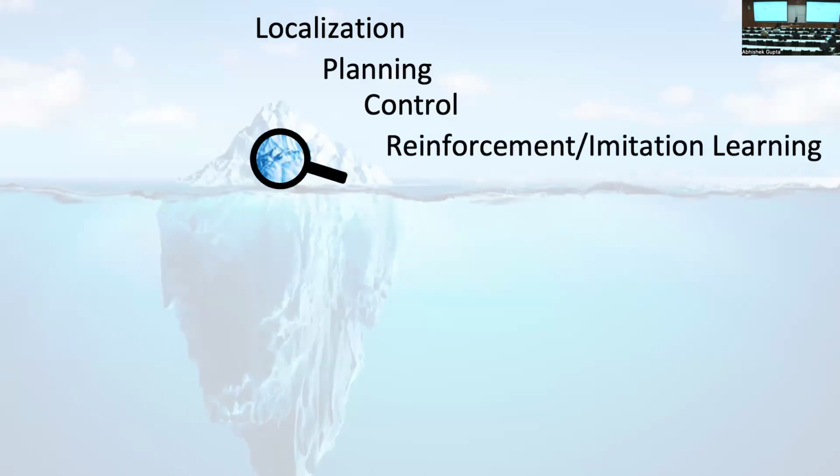And finally, we're going to cover a little bit of machine learning, right? So we're going to cover some techniques in reinforcement and imitation learning, which is a different way of subsuming localization, planning, and control. And so that's a little more 2025.